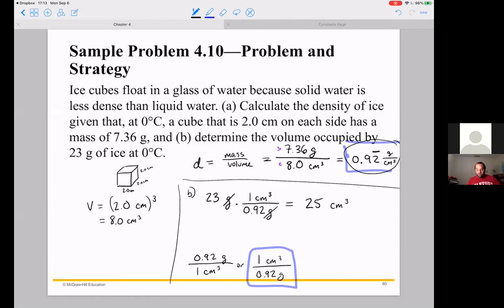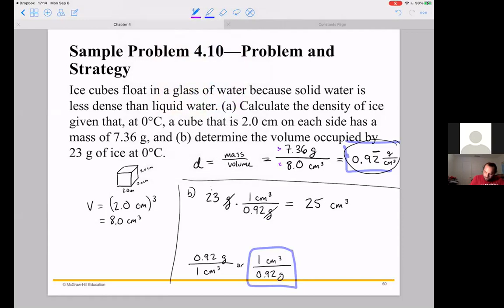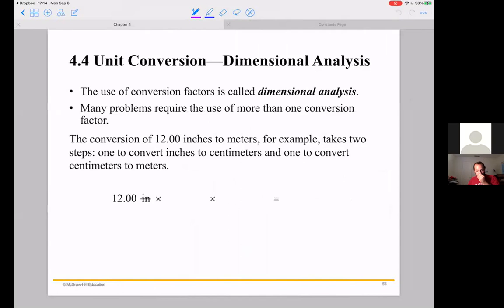And the last step would be to check sig figs. In this case, this number has 2, and this number has 2, so my answer should have 2, which it does. So boom. But notice how I just used density to convert from mass to volume for a particular substance.